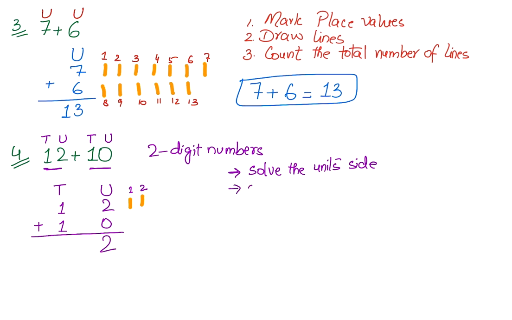Then we will solve the tens side. We will solve 1 plus 1. We have 1 here and then 1 line here. Now count the total number of lines. This is 1 line, this is the second line. Thus the sum of 12 plus 10 is equal to 22.